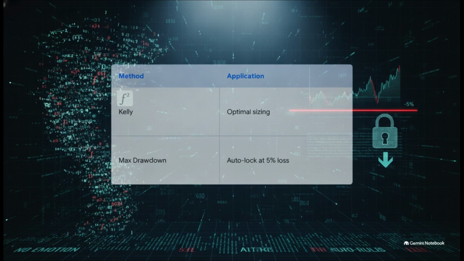Instead of just guessing how much money to risk based on a gut feeling, you can use the Kelly criterion. This is a brilliant mathematical formula that calculates your absolute optimal position size based on your actual historical win rate and your risk-to-reward ratio. Boom, it instantly removes the emotion of sizing. Even better, you can code a max drawdown limit. Imagine writing a really simple script that automatically locks your trading account for the day if your losses hit 5%. That means no revenge trading, no emotional spiraling. The math just steps in and literally saves you from yourself.